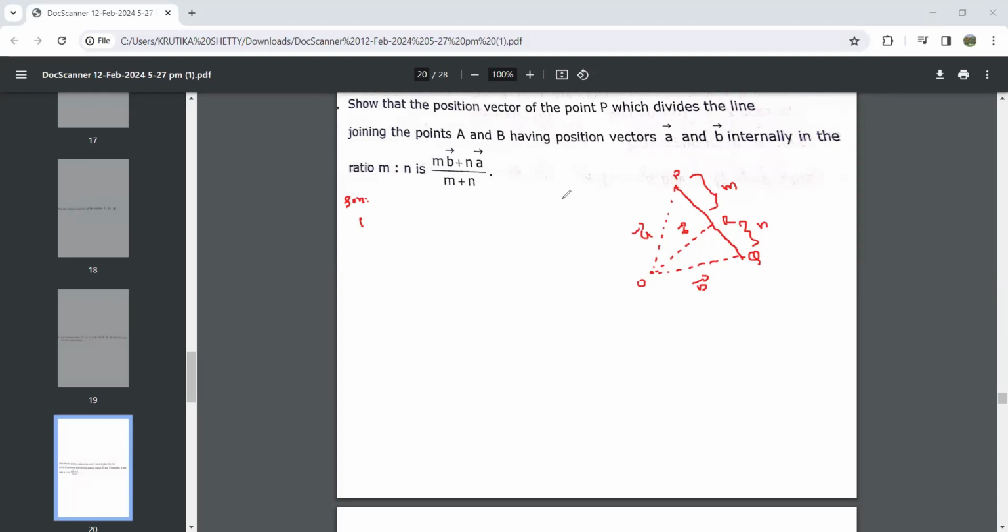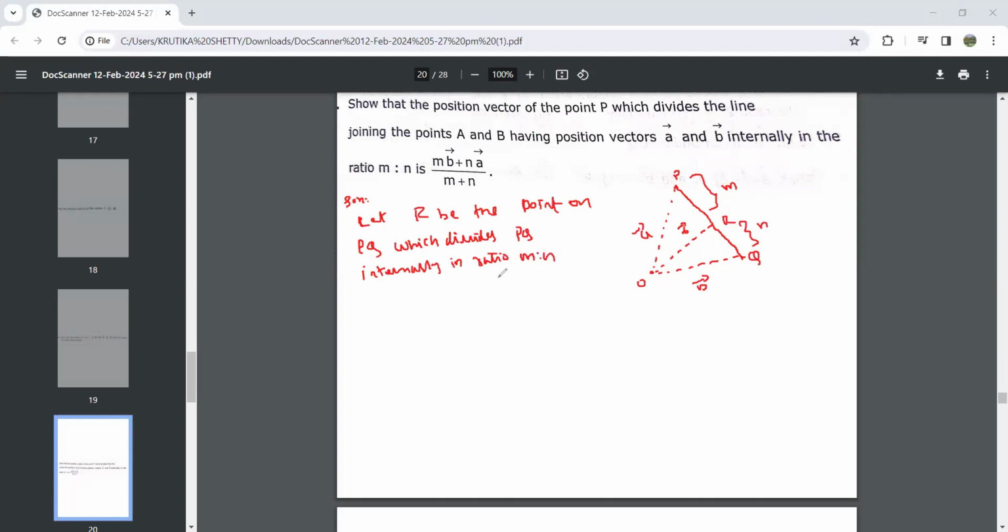You can consider directly: let R be the point on PQ which divides PQ internally in the ratio m is to n. Okay, m is to n.